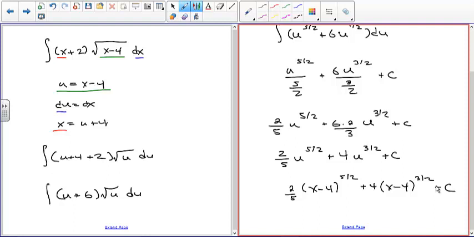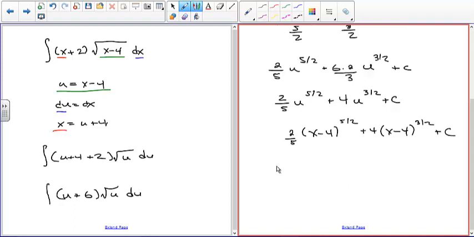Sometimes people factor out. This is acceptable for me. Sometimes people combine these two terms, so I'll show you how this works. If you factor x minus 4 to the 3 halves out of the expression, what that leaves is 2/5 times x minus 4 to the first power. When you factor out the 3 halves, you're left with 2 halves, which is 1. And the second term, you're factoring out the entire thing. And then you can simplify what's in here.